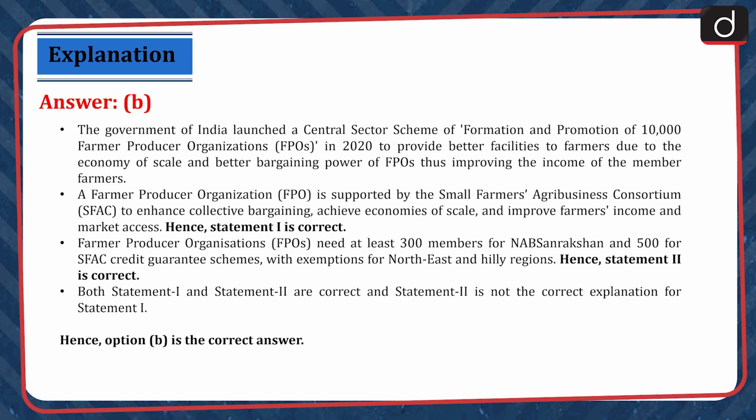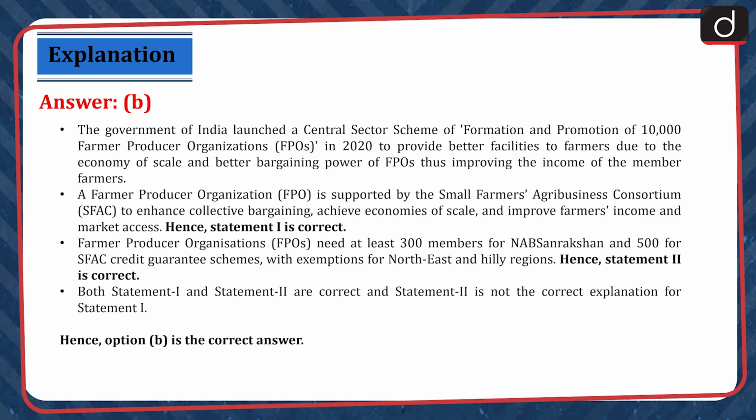The Government of India launched a central sector scheme of formation and promotion of 10,000 farmer producer organizations in 2020 to provide better facilities to farmers due to economy of scale and better bargaining power of FPOs, thus improving the income of the member farmers. A farmer producer organization is supported by the Small Farmers Agribusiness Consortium to enhance collective bargaining, achieve economies of scale, and improve farmers' income and market access. Hence, statement 1 is correct.